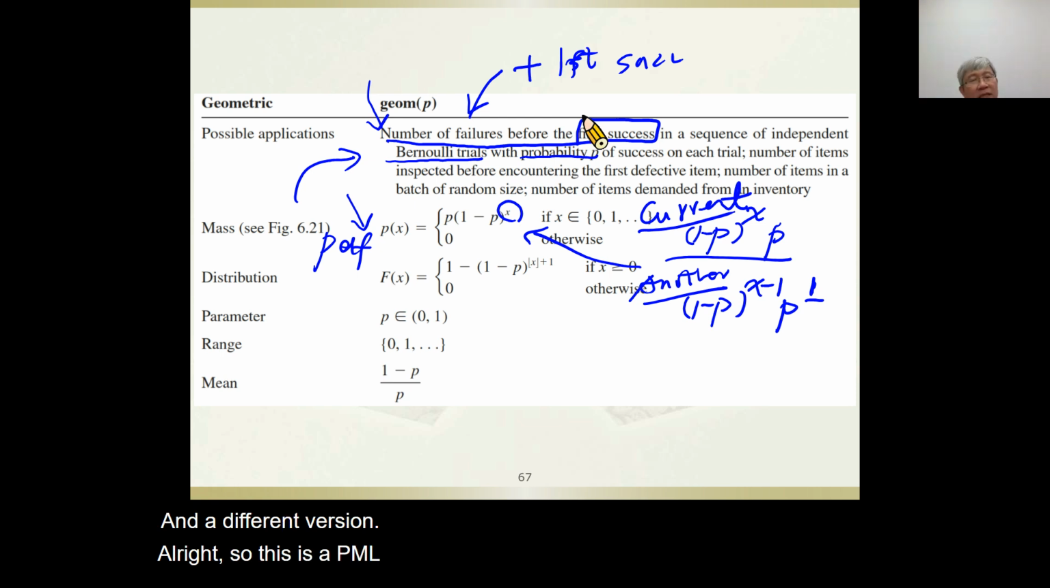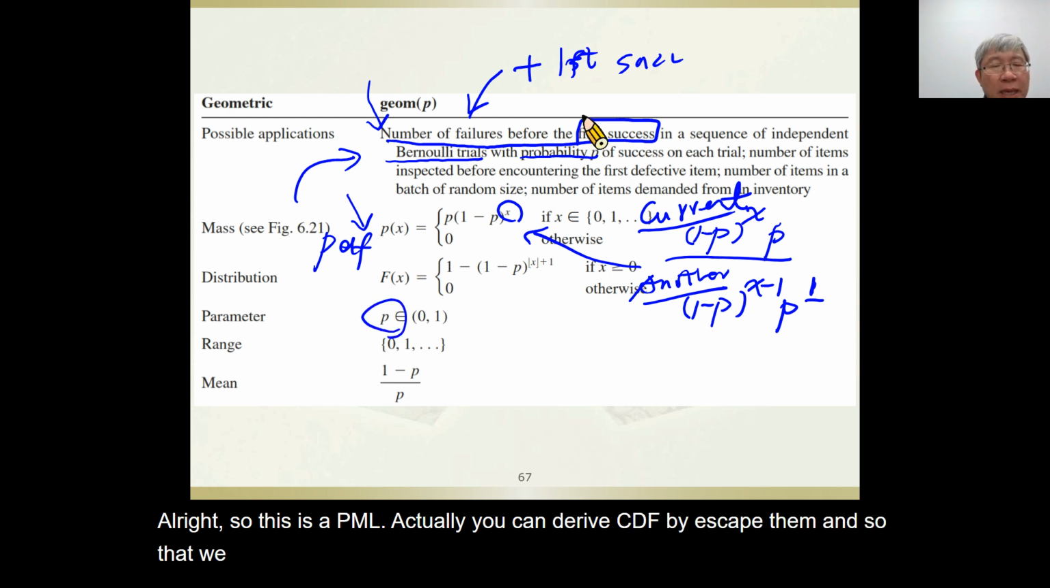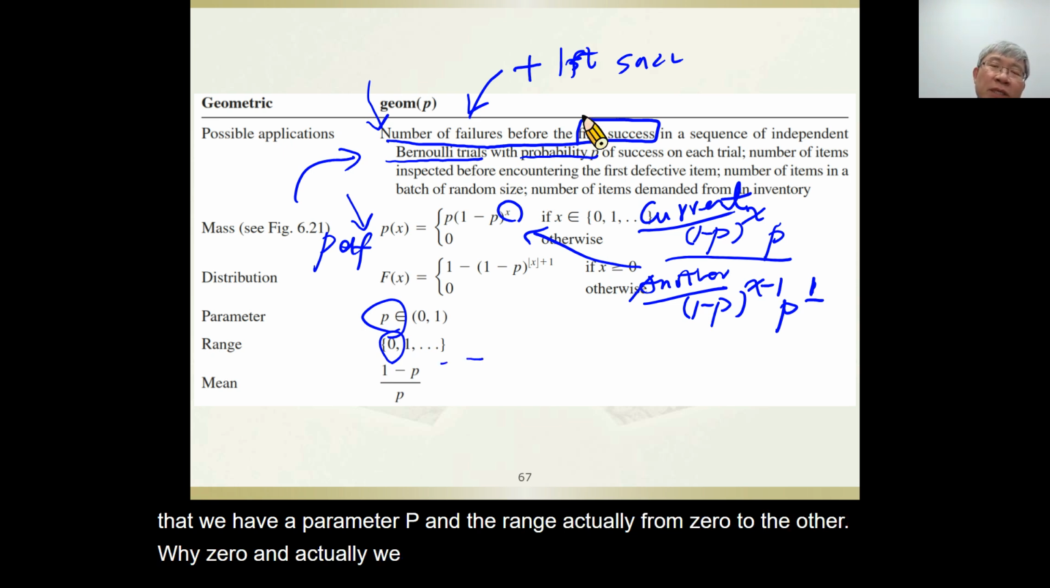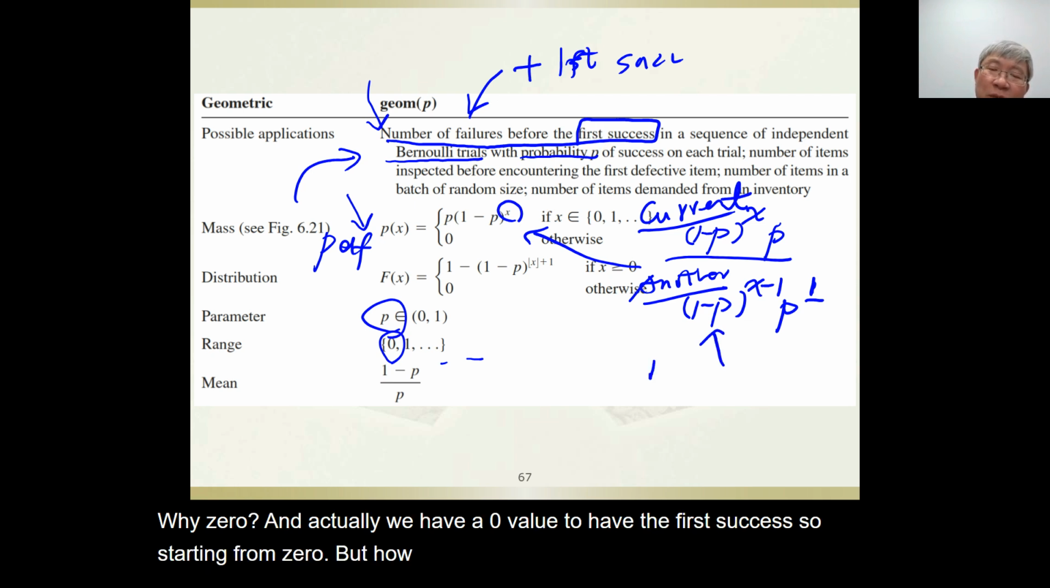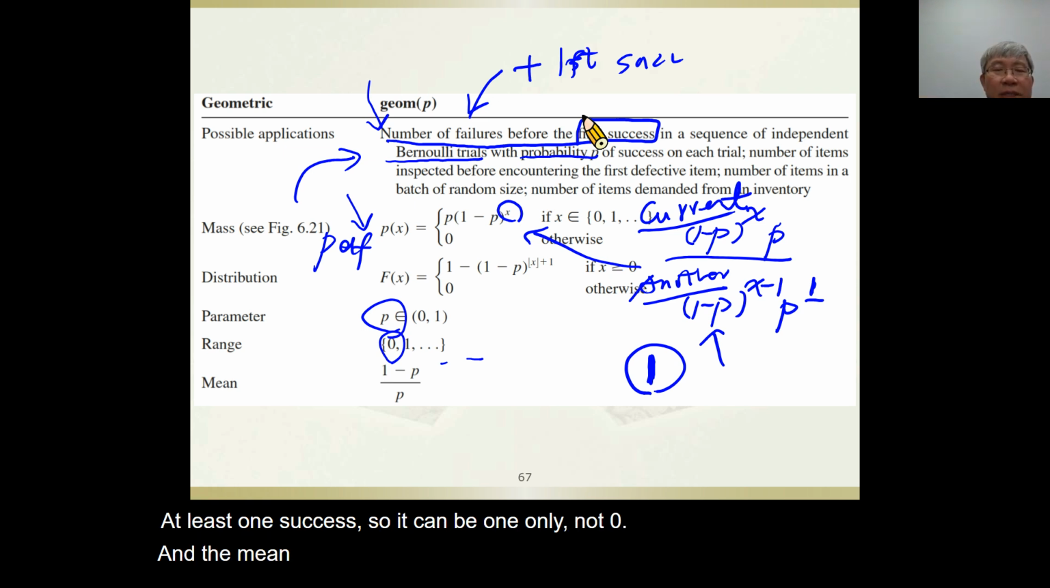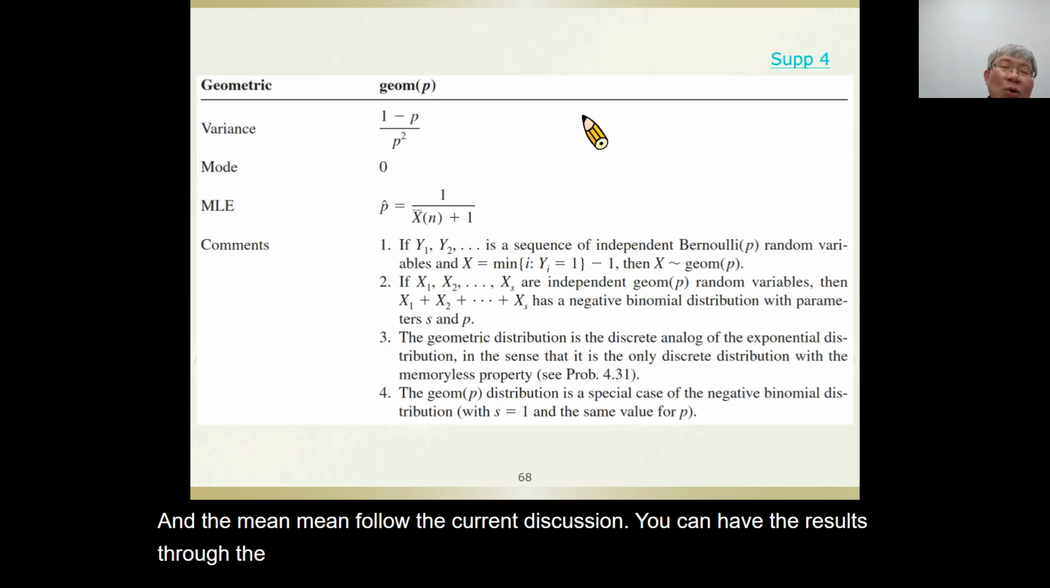Actually, you can derive the CDF, but I skip that. We have a parameter P, and the range goes from 0 to the others. Why 0? Because we can have 0 failures before the first success, so it starts from 0. But in the other version it should be 1, because there is at least 1 success, so it can be 1 only, not 0. And the mean follows the current distribution. You can get the results through the expectation, and likewise the variance and mode.